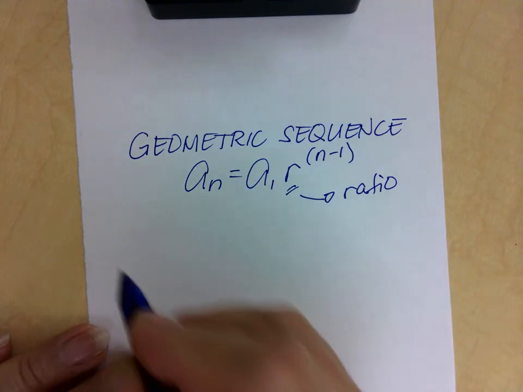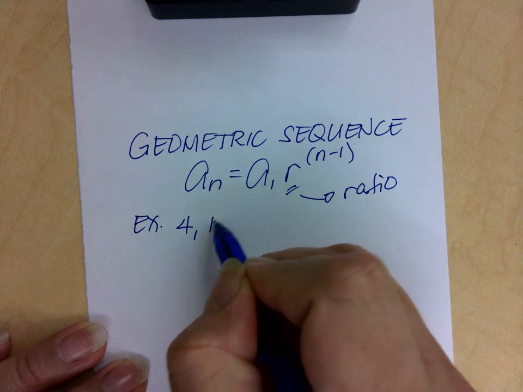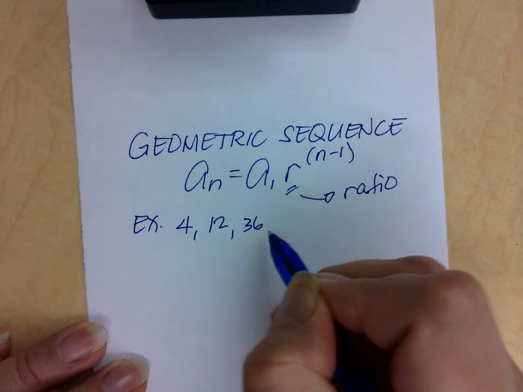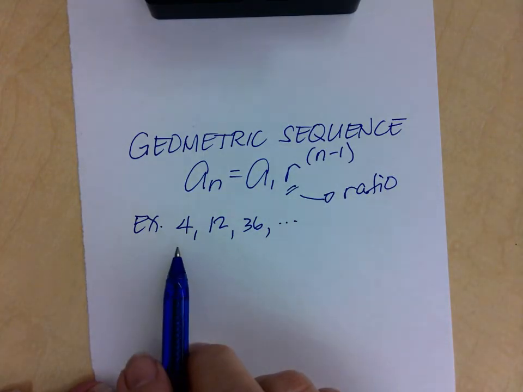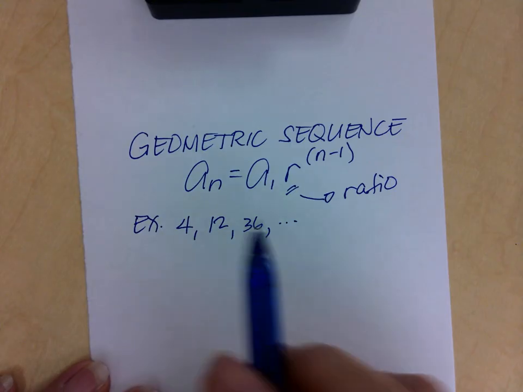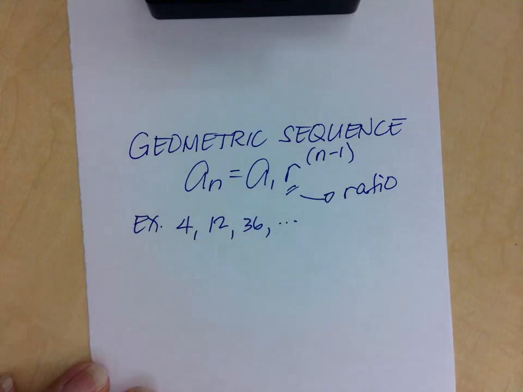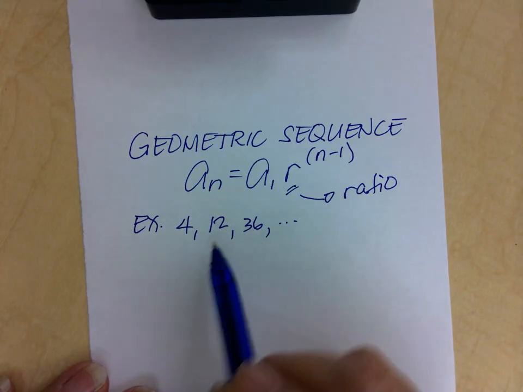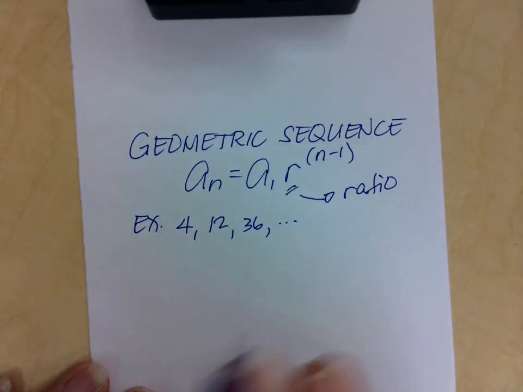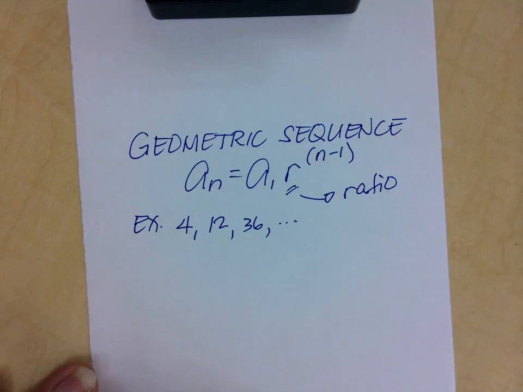So let's say we have 4, 12, and then 36, and so on and so forth. Now look for 4. What's the difference between 4 and 12? 8, right? Could the difference between 36 and 12 be 8? No. So therefore, this is not an arithmetic sequence. Let's check for the multiplication.